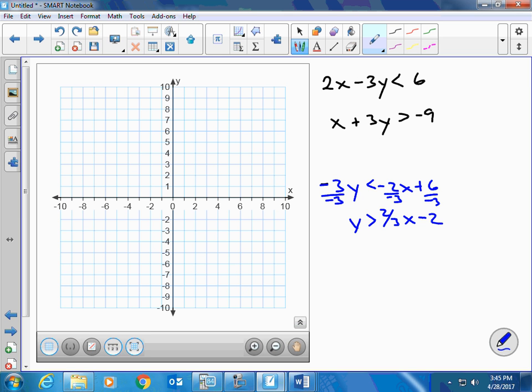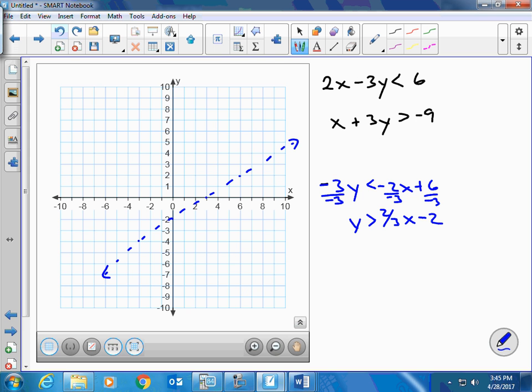And a +6 divided by -3 is a -2. So my y-intercept is a -2. And my slope is up 2 and over 3. And I follow that same pattern until I think I have enough points to get a nice line. It is dotted because my inequality says simply greater than.